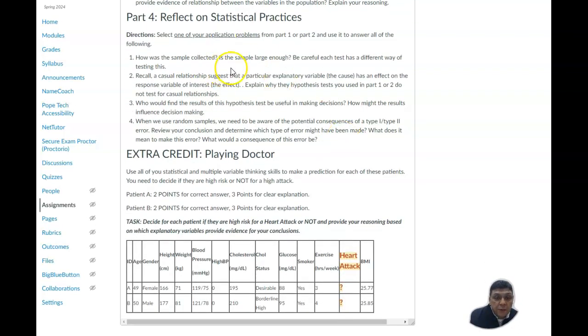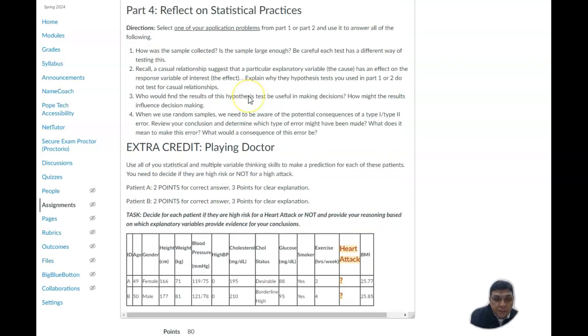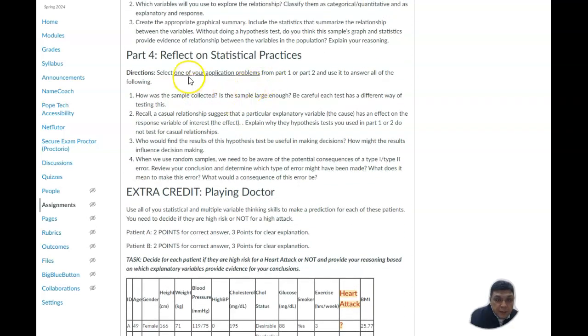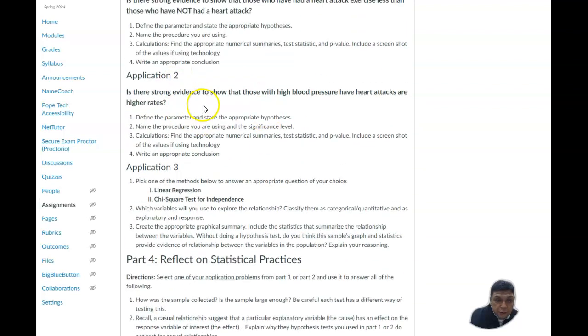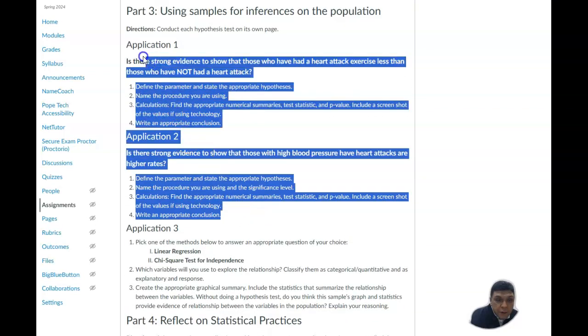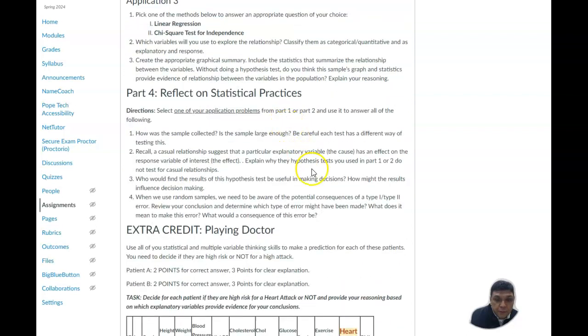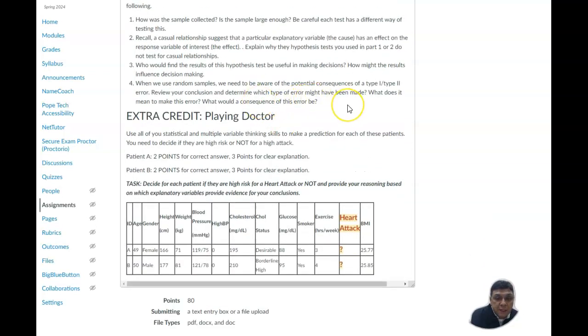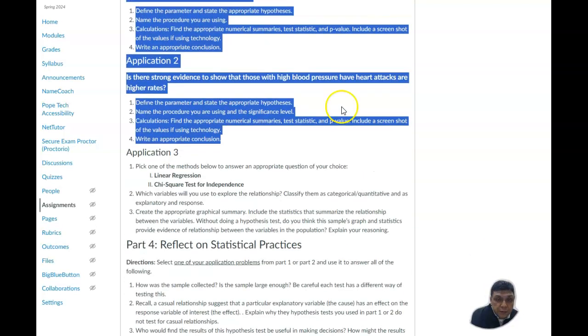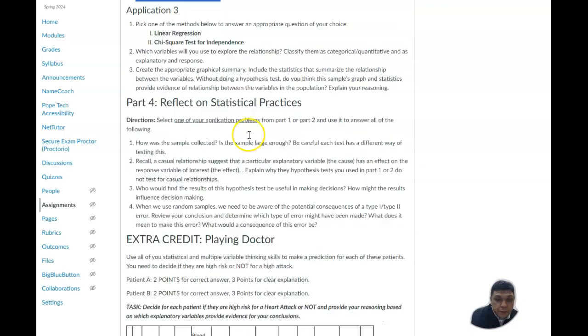And then you will reflect on your practices here. That's part 4. Again, answering these questions. You just go through and answer these questions. The first one is about selecting an application for part 1 or 2. So the questions you're answering are about applications 1 or 2 from that. Okay. And then lastly, again, choosing one of these applications from App 1 or App 2 for Part 3.